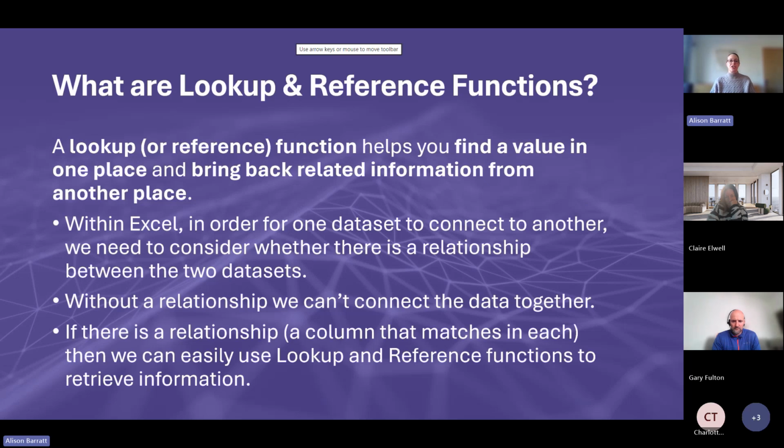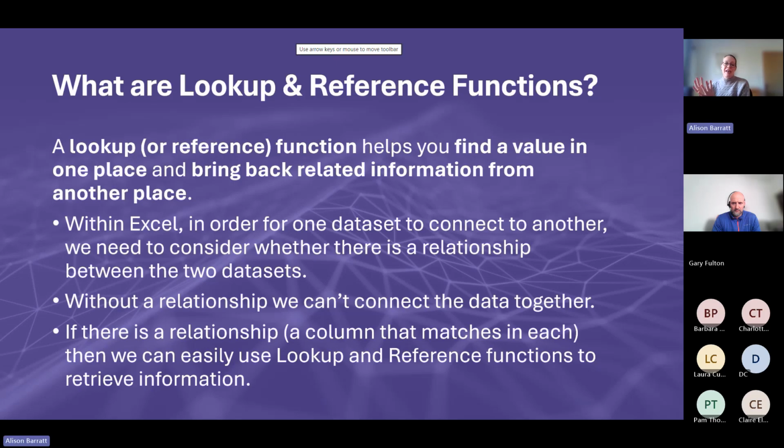If there is a relationship, basically what we're talking about here is a column in one data set that perfectly matches the information in the other data set. As long as we've got that relationship, we can connect those two data sets together.